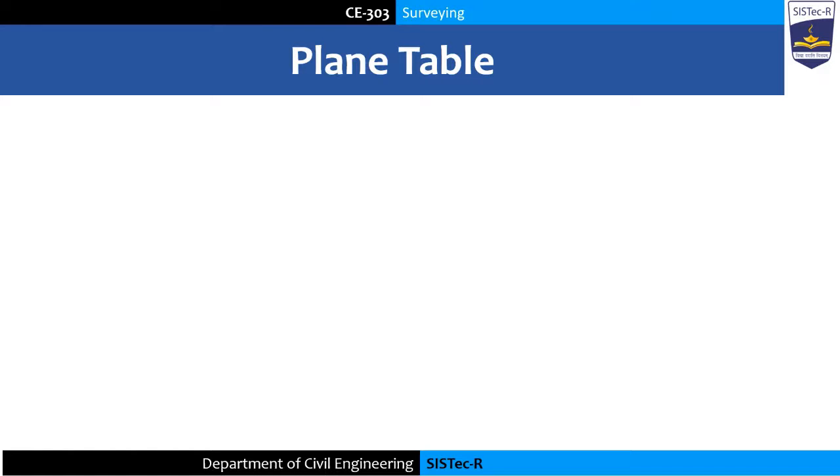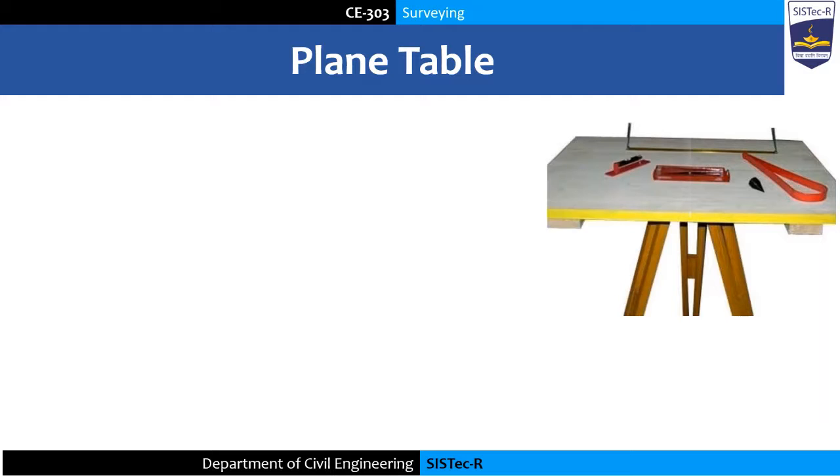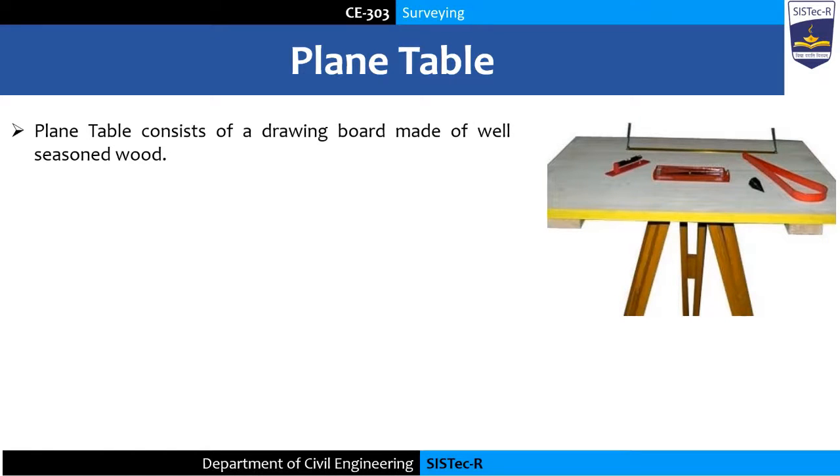So the very first instrument, and one of the important basic instruments of plane table surveying, is the plane table. These are the different instruments which are used in plane table surveying. The plane table consists of a drawing board made of well seasoned wood. So this essentially is a plane table. This board which is kept here is the plane table, made of well seasoned wood.